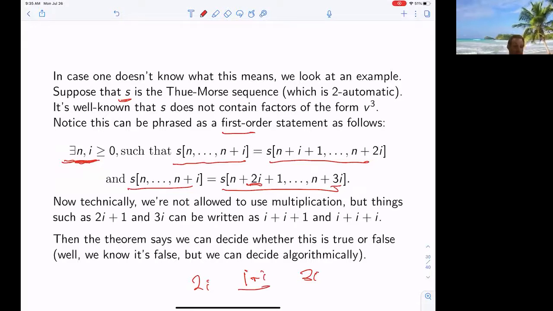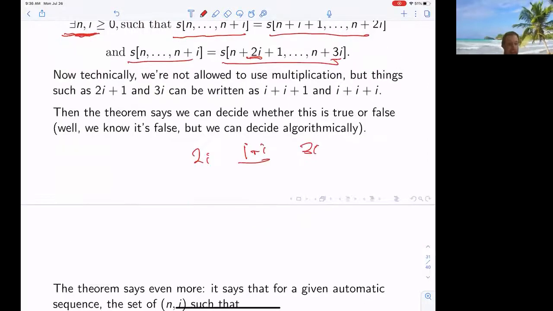So what the theorem says is, even though we already know the 2 Morse word contains no cubes, if we didn't know that and we wanted to check, we could plug this expression into Walnut and let Walnut tell us the answer is no, that this sentence is false and the 2 Morse word is cube free.